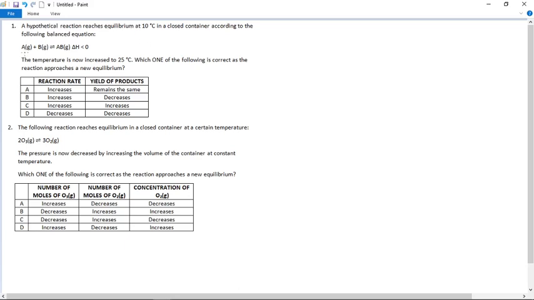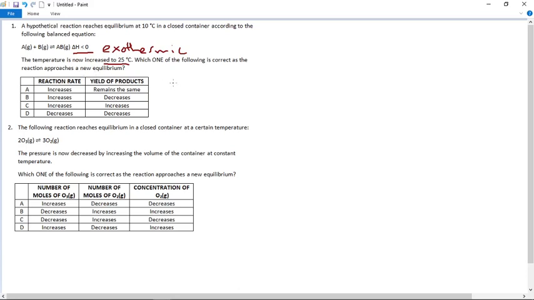balanced equation. A gas plus B gas goes reversibly to AB gas. Delta H is less than 0. So if delta H is less than 0, this reaction is exothermic. Okay. And now it says to you, the temperature is now increased to 25 degrees. Which one of the following is correct as the reaction approaches a new equilibrium?